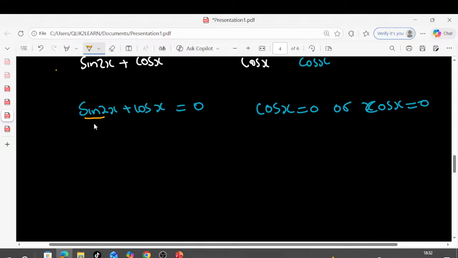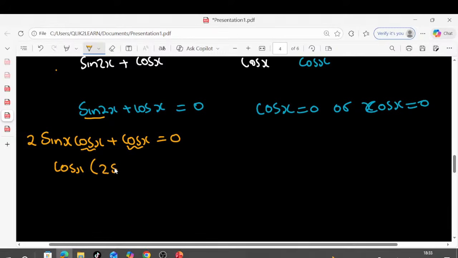Remember this sine 2x. I can write it as 2 sine x cos x. So this is 2 sine x cos x plus the cos x, which is equal to 0. I have my cos x as a common factor. I'm going to take it out. Inside the bracket, I'm left with 2 sine x plus 1, which is equal to 0. When we solve for x, remember we can use the zero product property. We can take the first cos x, equate it to 0, or we can take the 2 sine x plus 1, equate it to 0.